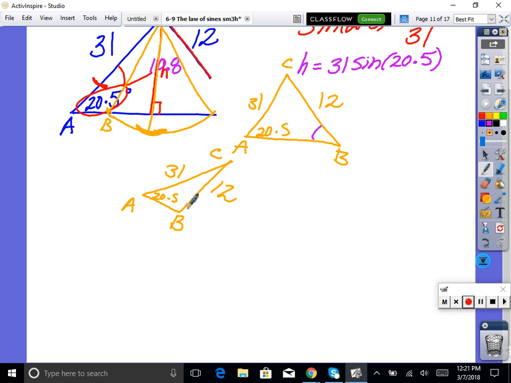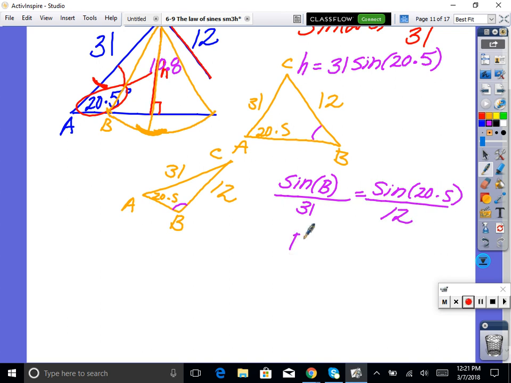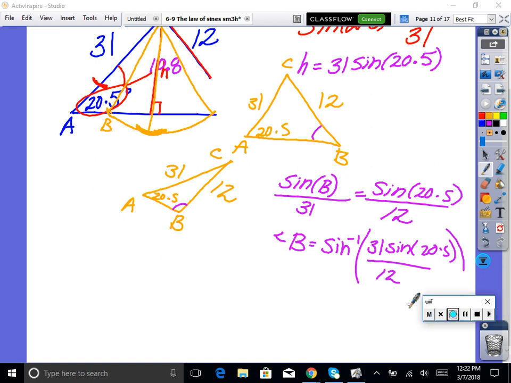Okay, now let's go ahead and on the first triangle here, we can set up the law of sines. Let's find these angle B's. So let's start, I don't know, here. We would say sine of angle B over the side across from it is equal to sine of 20.5 divided by the side across from it. So then angle B will be equal to sine inverse of 31 sine of 20.5, over 12. I'm doing the algebra in my head. Is anyone mad about me skipping the algebra in my head? Okay, so type it in and tell me what angle you get.